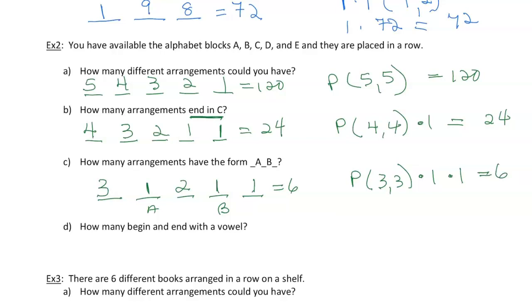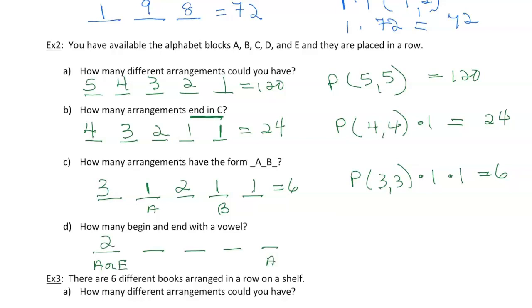Okay, look at this next example. How many ways can we arrange the blocks so that they begin and end with a vowel? Okay, so let's think about this. This is the beginning. That's the end. So the beginning has to be an A or an E, because those are your vowels. Since they're both available, I have 2 ways to make this happen.